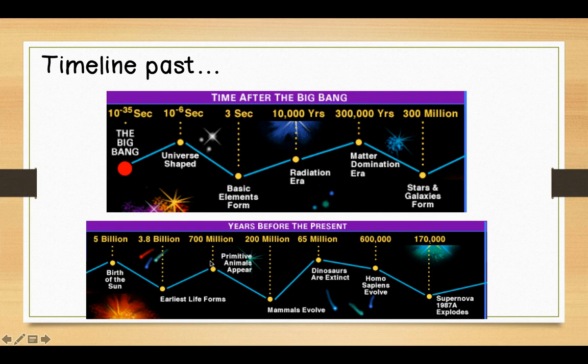And then we get 700. This is years before present. So 5 billion years ago from today was when our sun was born. 3.8 billion years ago from today, if that makes sense, was when life was starting to form.